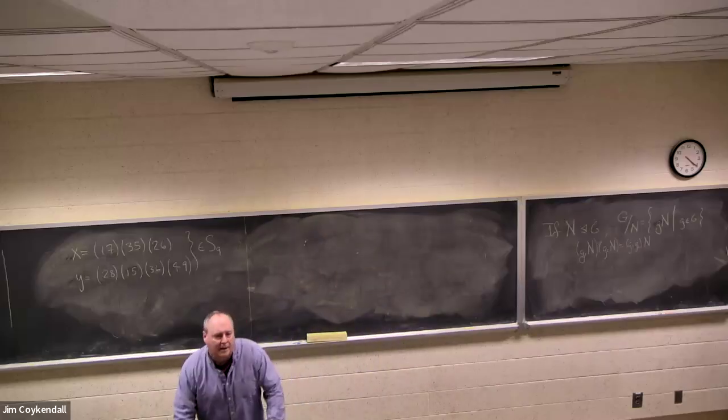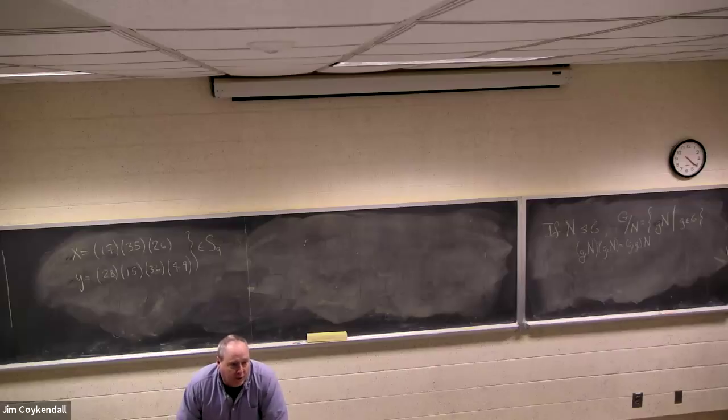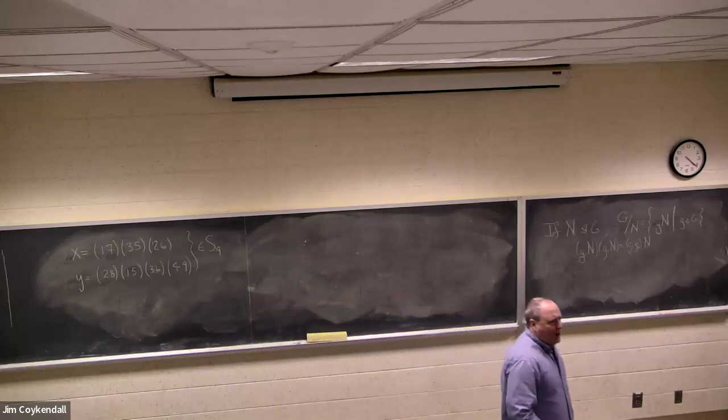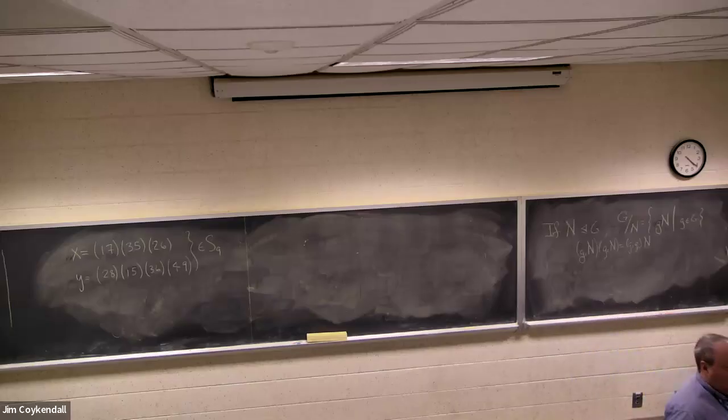So in particular, the group generated by X and Y will be a finite group because it lives inside of S9. And although S9 is very, very large, it's still finite. All right. What do you know about a finite group generated by two elements of order 2?